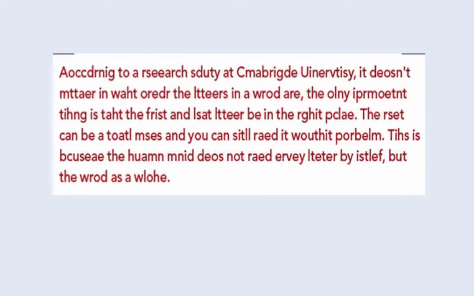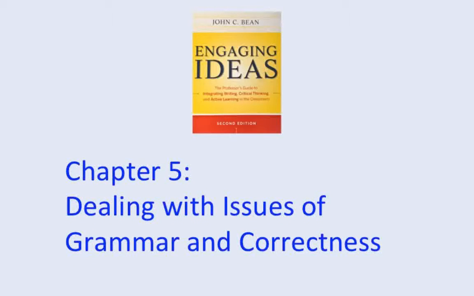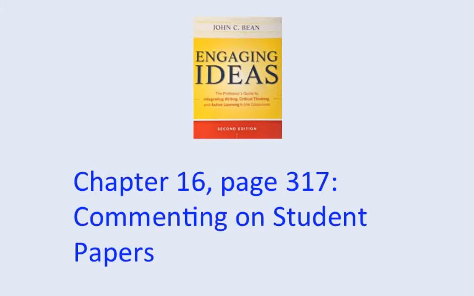Okay, so I've gone through this pretty quickly, but you have lots of resources to refer back to in your QEP textbooks. John Bean's Chapter 5, Dealing with Issues of Grammar and Correctness, begins on page 66. It will soothe your fears about not correcting grammar in every single draft. In particular, beginning on page 82 of that chapter, he talks about shifting from the old way of correcting papers that we know, the editing-oriented comments, to revision-oriented comments. Bean also discusses how to comment on student papers in Chapter 16, page 317.